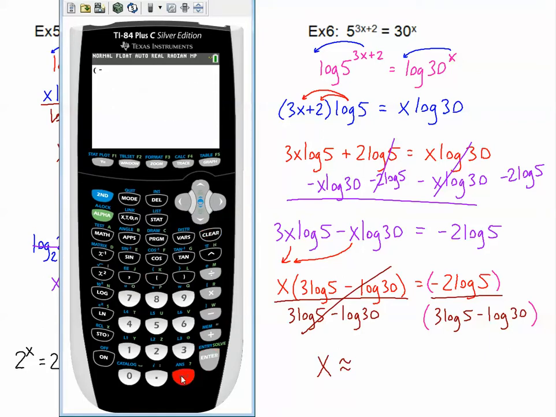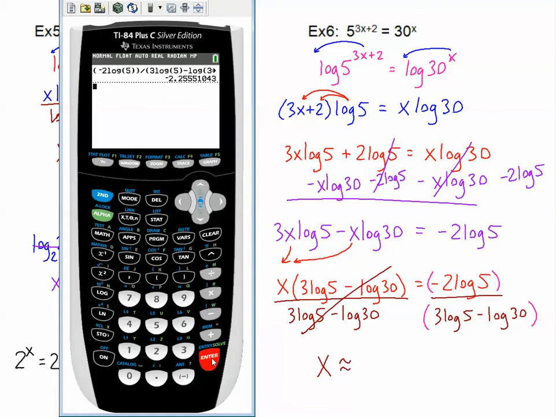So I've got parentheses. I'm putting the negative 2 log of 5. Now notice that I have to close the parentheses for the logarithm, and then close the parentheses for that numerator. Now I'm going to divide by a new set of parentheses. I've got 3 log of 5. I have to close the logarithm parenthesis, minus the log of 30. Close that second log parenthesis, and then the main one of the denominator. That should be it. Let's see what we've got.